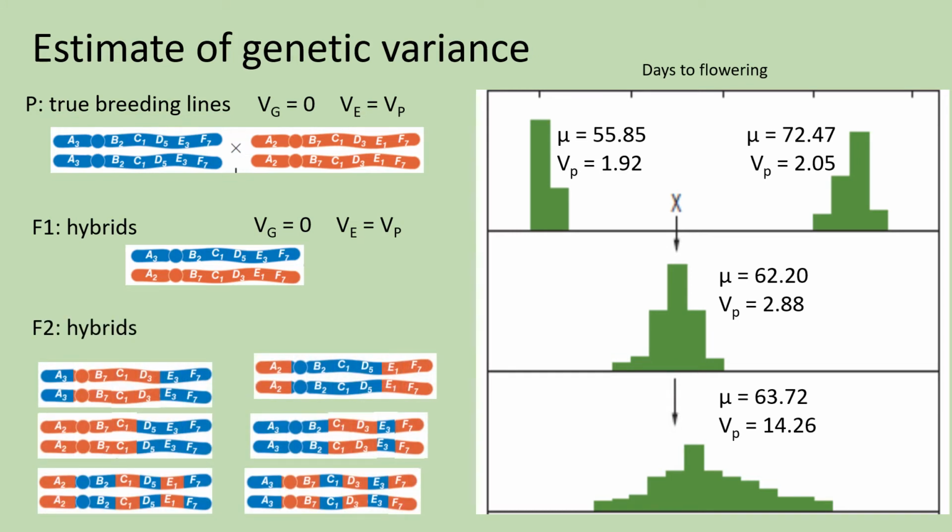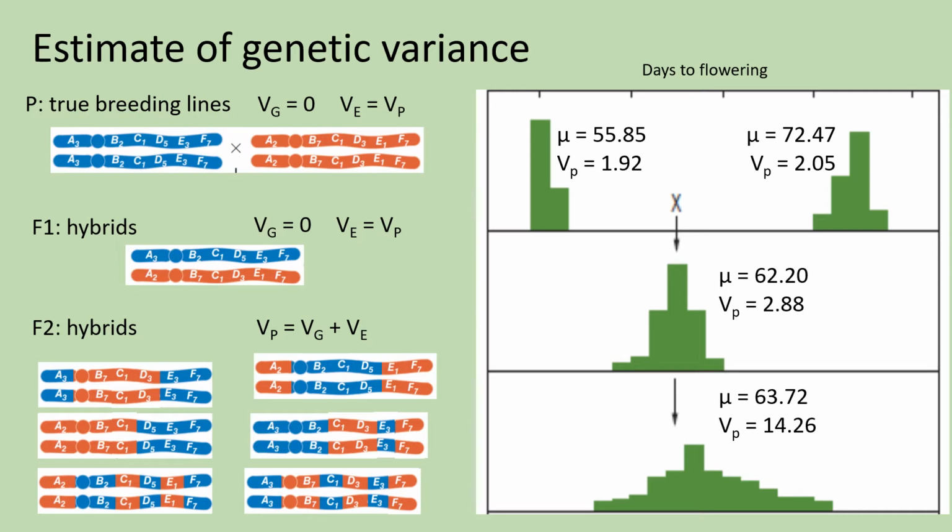The F2 offspring, however, shows high genetic variability because of the recombination, random segregation of the chromosomes during meiosis, and random pairing of chromosomes during fertilization. So their phenotypic variance will be the sum of genetic and environmental variance.